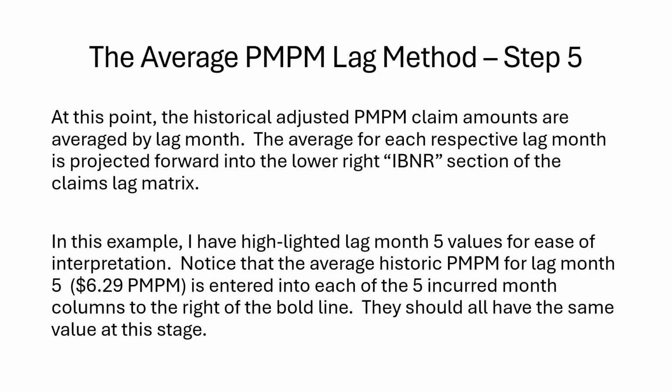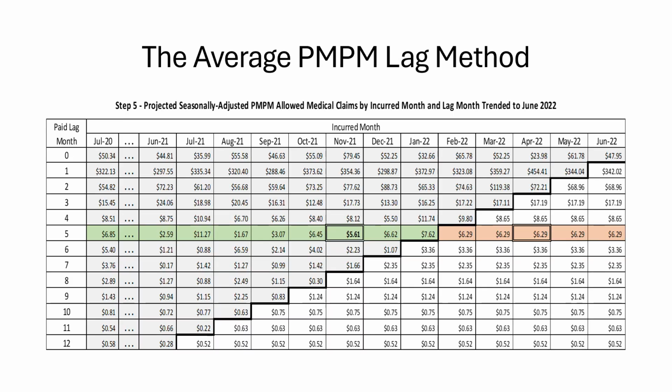At this point, the historical adjusted PMPM claim amounts are averaged by lag month. The average for each respective lag month is projected forward into the lower right IBNR section of the claims lag matrix. In this example, I have highlighted lag month 5 values for ease of interpretation. Notice that the average historic PMPM for lag month 5, $6.29 PMPM, is entered into each of the 5 incurred month columns to the right of the bold line. They should all have the same value.